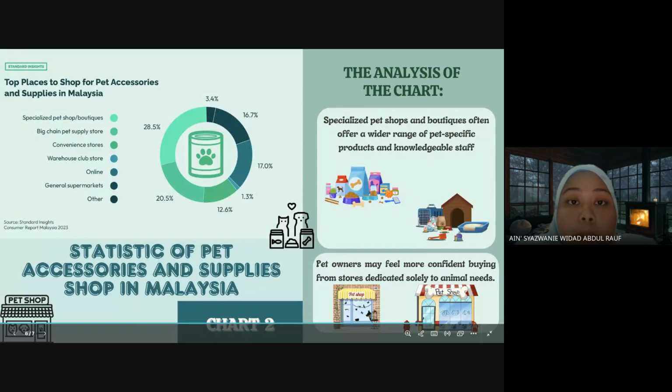Secondly, we move to the second, which is 20.5%, customers buying from major chain pet supply stores, suggesting a high level of confidence in bigger brands with more product availability and maybe lower prices. Third ranking is online shopping, with 17% of pet owners choosing to shop for supplies digitally.